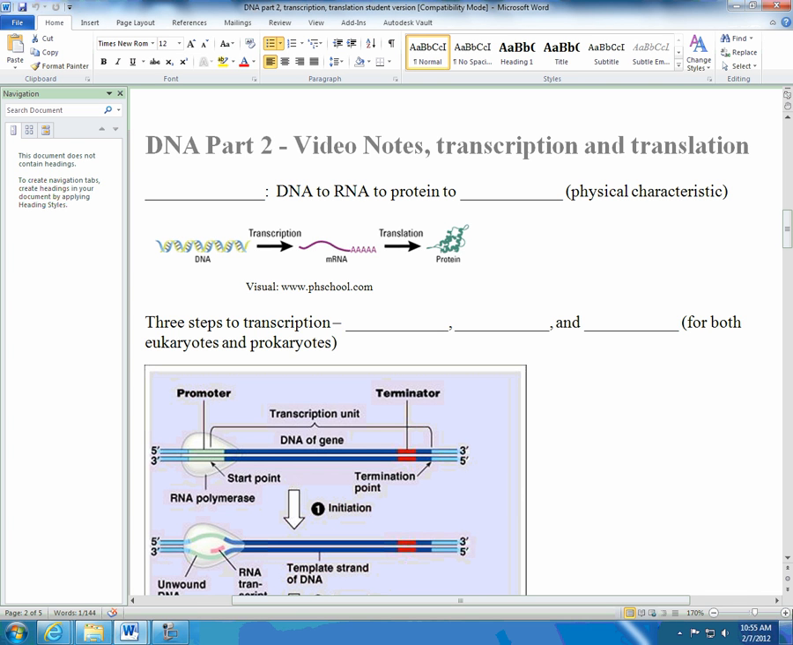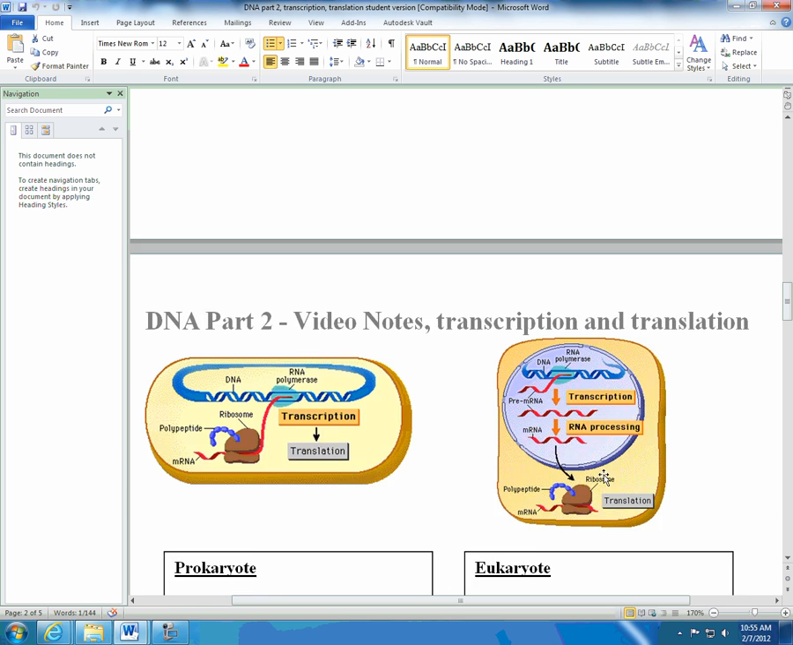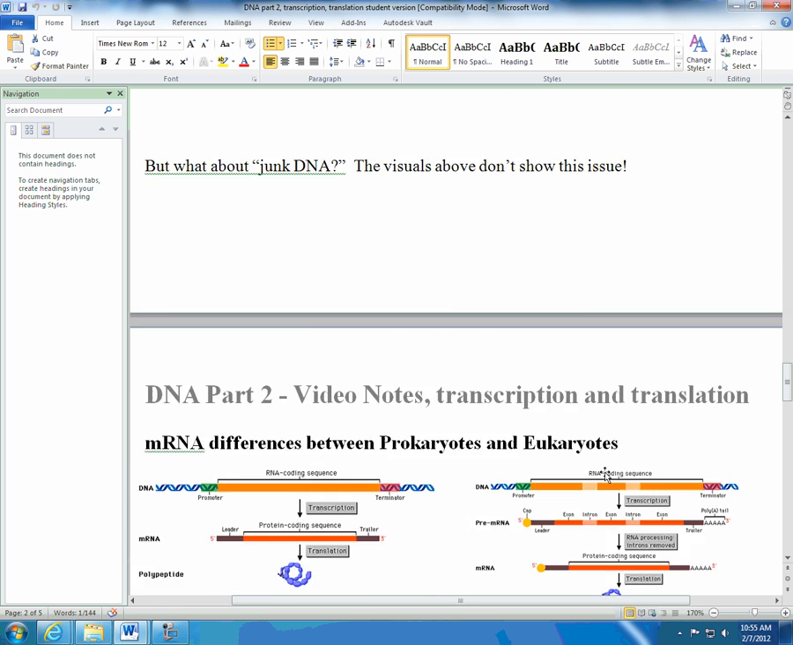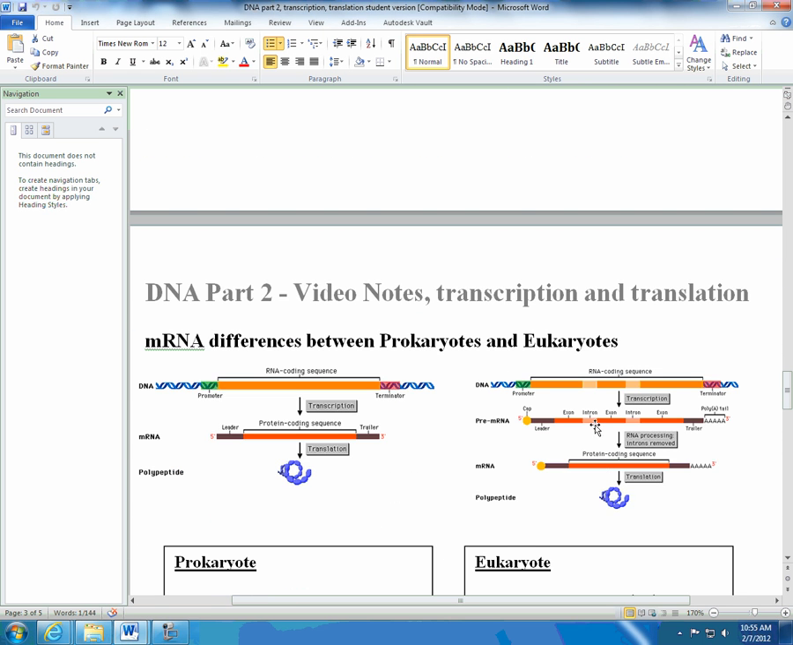I hope this helped clear up transcription and translation, making proteins, which is a really key thing that you have to understand for our GFP lab.